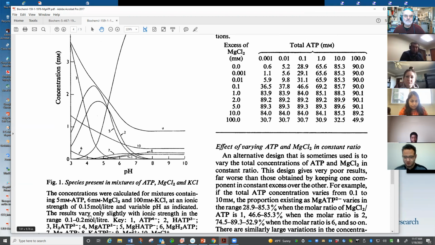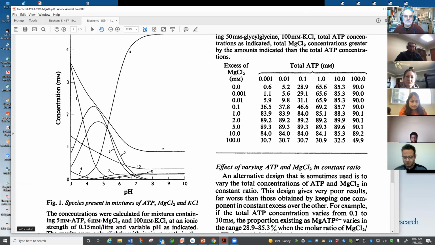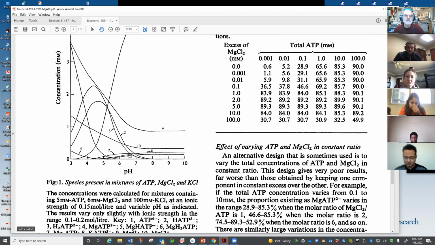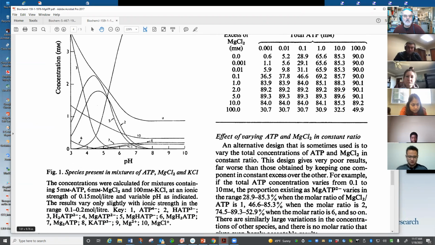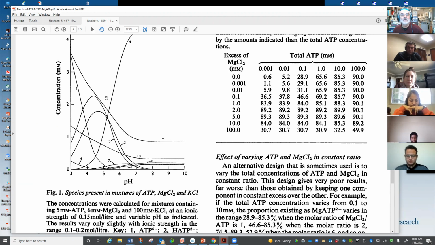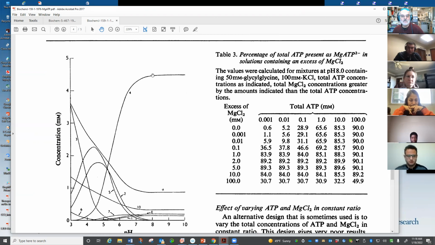Species 4 is the species that these guys are interested in. So it's basically deprotonated ATP complexed with magnesium. You probably don't think of this as existing in solution, but that's the species that is often in solution. And you can see here it comes up and peaks above pH 7. So that's the predominant species that they're interested in, because that's the species that binds to the enzyme that they're interested in.